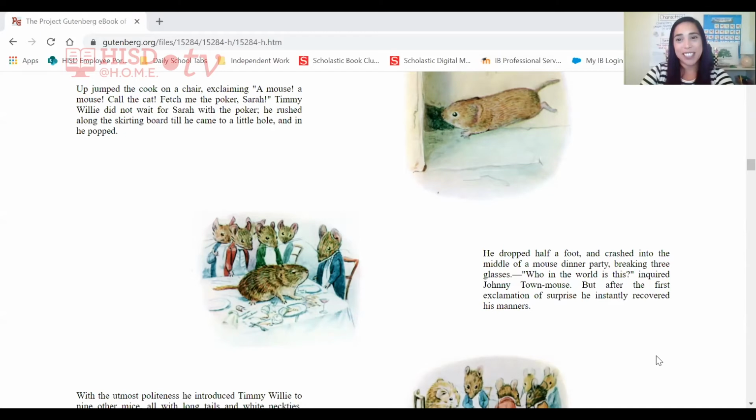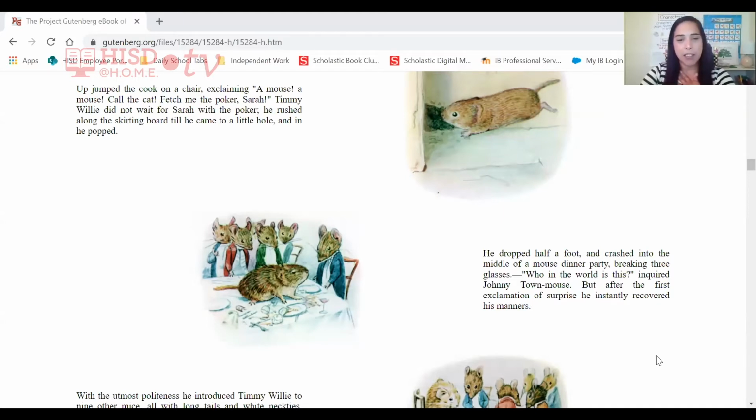You're right, boys and girls. He doesn't look like the other mice. There's a couple of things that are different about Timmy Willy and the town mouse. What are those things? Well, right off the bat, he is not wearing clothes. It looks as though the town mice have on clothes, sort of jackets and maybe some sports coat type outfits. And he's not wearing anything. He's more of a country mouse. He's a field mouse is what they call them.